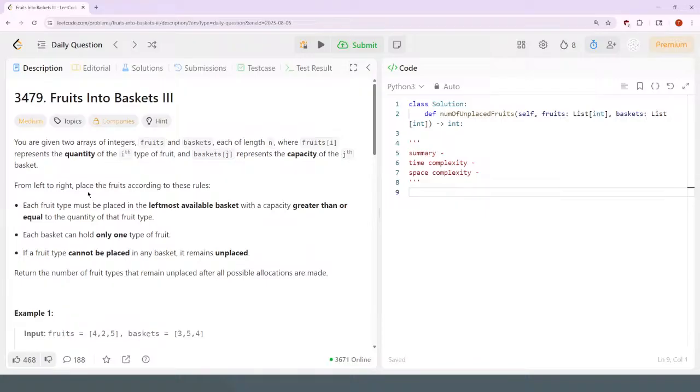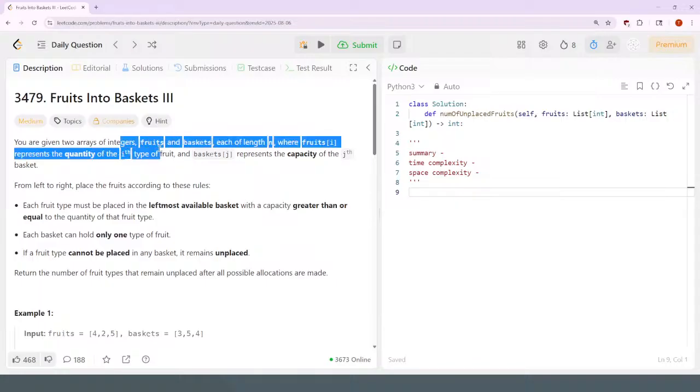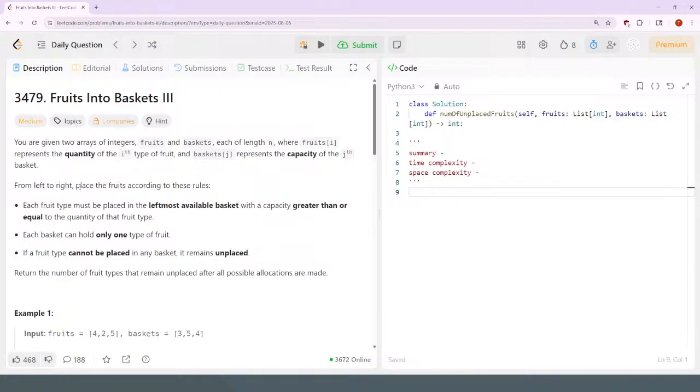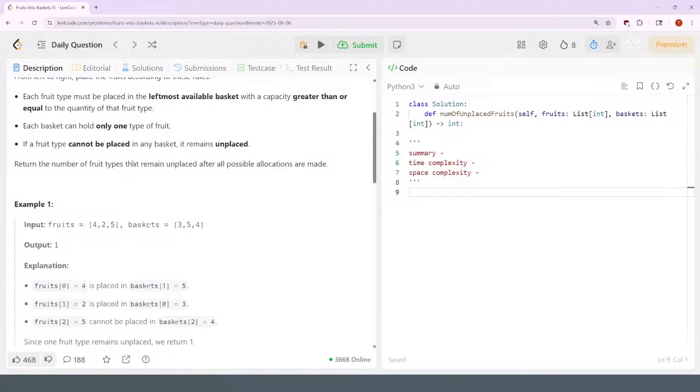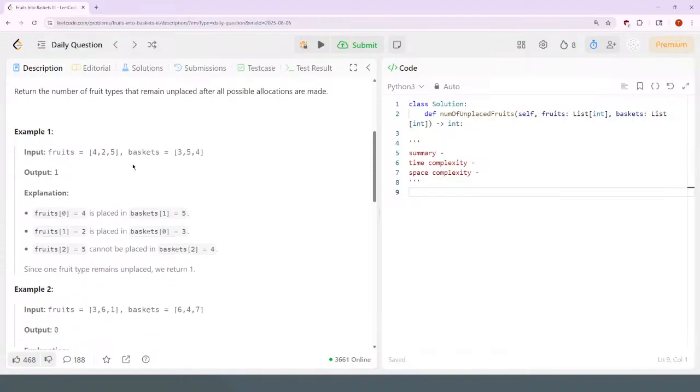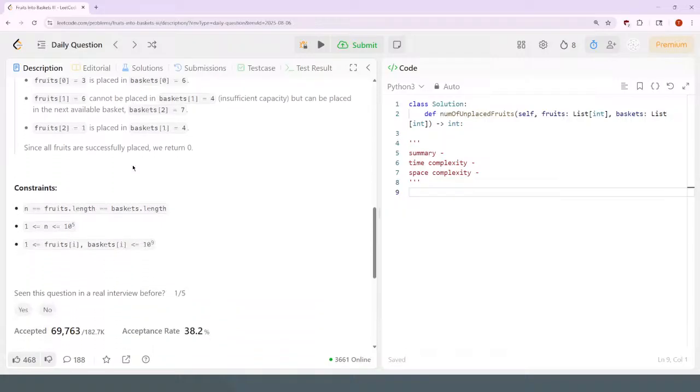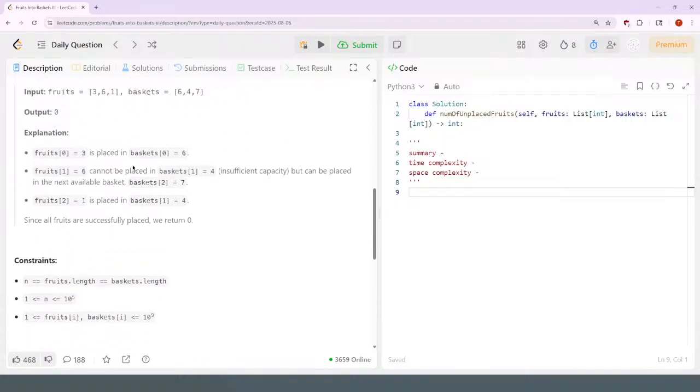Fruits into baskets 3. You're given 2 integer arrays, fruits and baskets, each of length n, where fruits[i] represents the quantity of the ith fruit, and baskets[j] represents the capacity of the jth basket. From left to right, place the fruits according to the following rules. Each fruit type must be placed in the leftmost available basket with capacity greater than or equal to the quantity of that fruit. Each basket can hold only one type of fruit. If a fruit cannot be placed in any basket and remains unplaced, return the number of fruit types that remain unplaced after all possible placements. Oh shucks, this is the same as yesterday, but the optimized version of it.